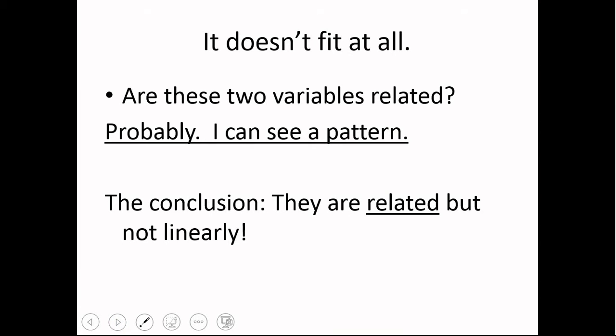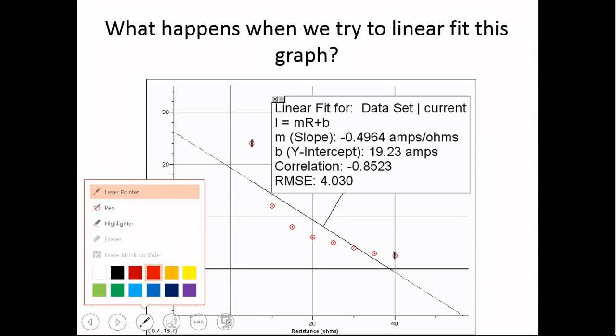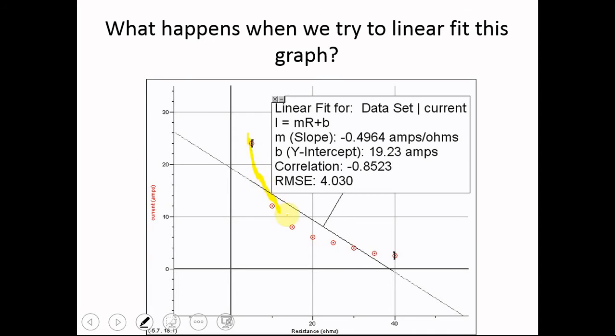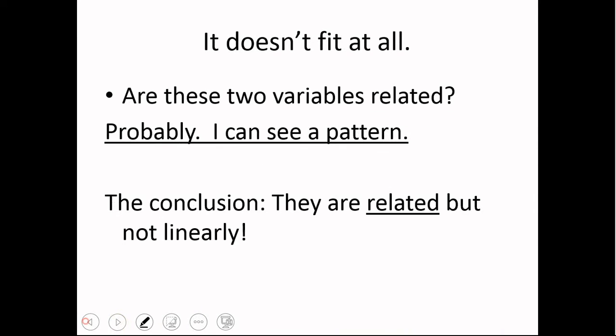But the thing is that we got to ask ourselves as a researcher, because that's what science is, recognizing patterns, is there a pattern to this data? Okay, and I would argue that there's a very clear pattern, as you can see here. It's just not linear. So I would say probably, and we can see a pattern. So the conclusion that we can draw now is they probably are related, but not linearly.